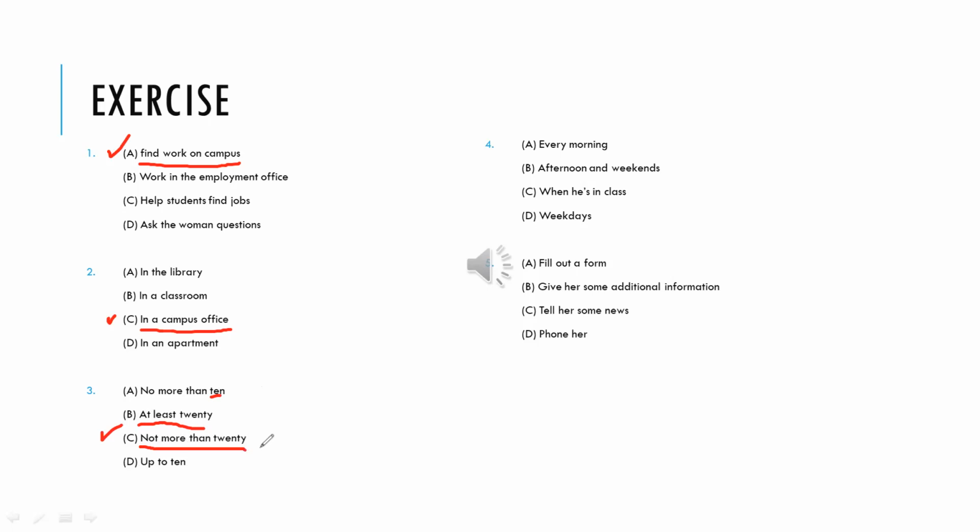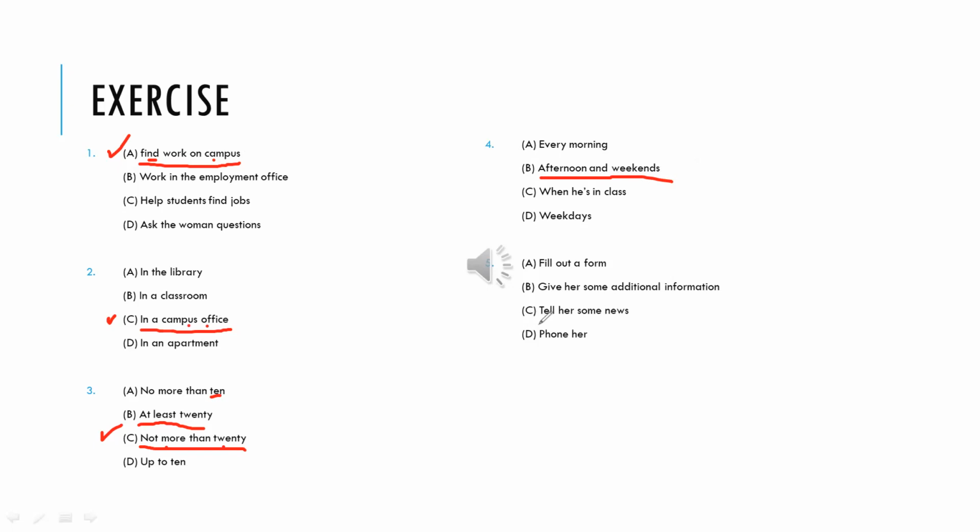So if we remember the strategy, most of the answers use the same words, right? Find work on campus, campus employment office, no more than 20. Okay. And for number 4, when can the man work? The man said he doesn't mind working at noon, right? And then also on weekends. So the best answer is B, afternoon and weekends.